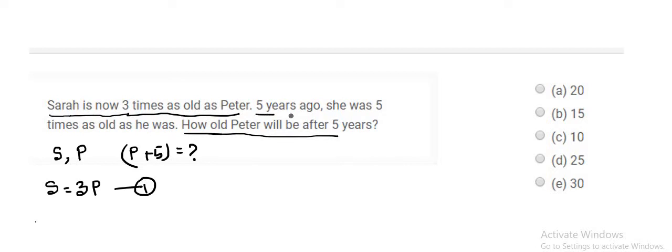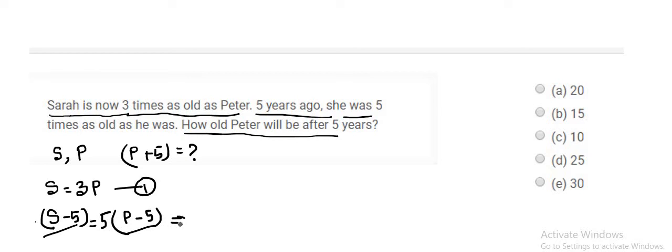It also says that 5 years ago she was 5 times as old as he was. So 5 years ago Sarah was S minus 5 and Peter was P minus 5. So we first find what the ages were 5 years ago and then establish the relationship. So here we have S minus 5 equal to 5P minus 25.